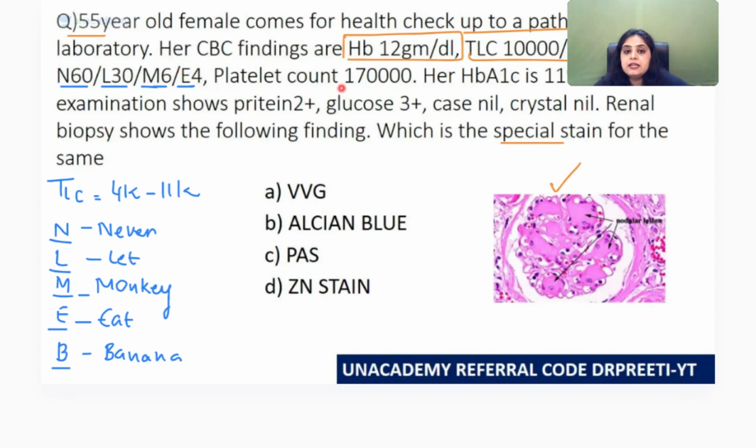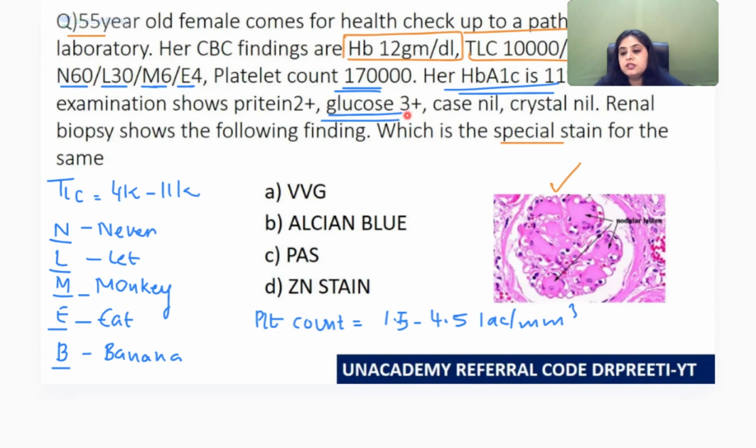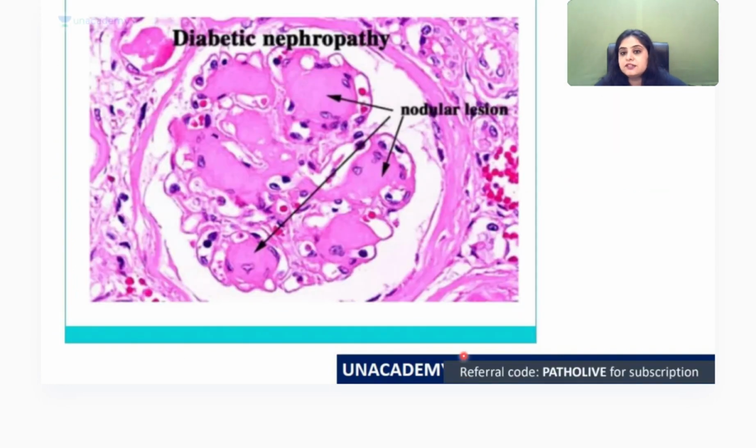Everything is fine. Platelet count 1,70,000. The normal platelet count, time for revision: 1.5 to 4, or maximum 4.5 lakhs, not above that. So platelet count is normal. HbA1c 11%, that is markedly elevated, very high, and that is why the urine is showing glucose 3 plus. Renal biopsy shows this finding, which is very, very characteristic.